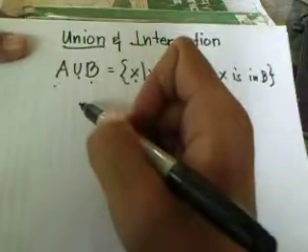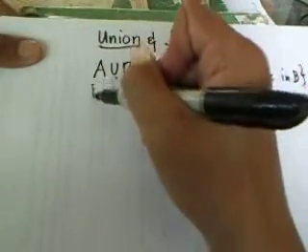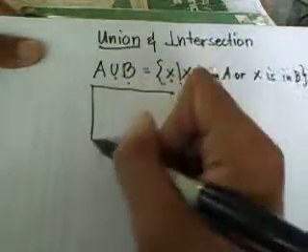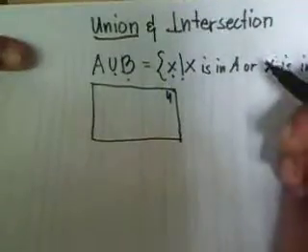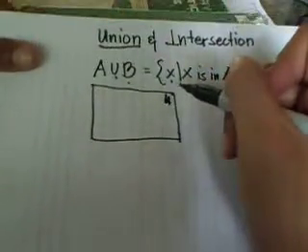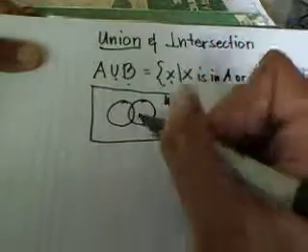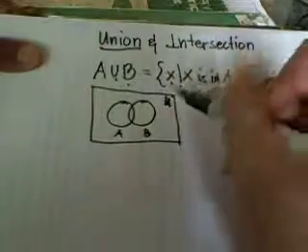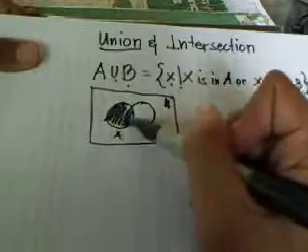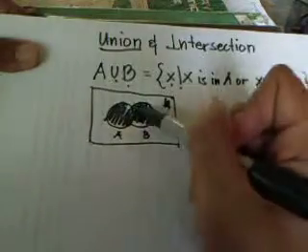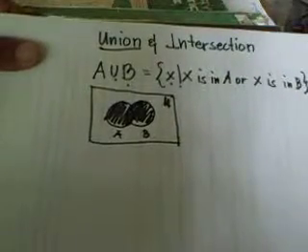So if you're going to draw this in a Venn diagram, this is how it is represented. Again, it belongs to the universal set U. Then you have a circle here that represents A, and a circle here that represents B. If you're going to talk about the union of these sets, both A and B are shaded in its elements.